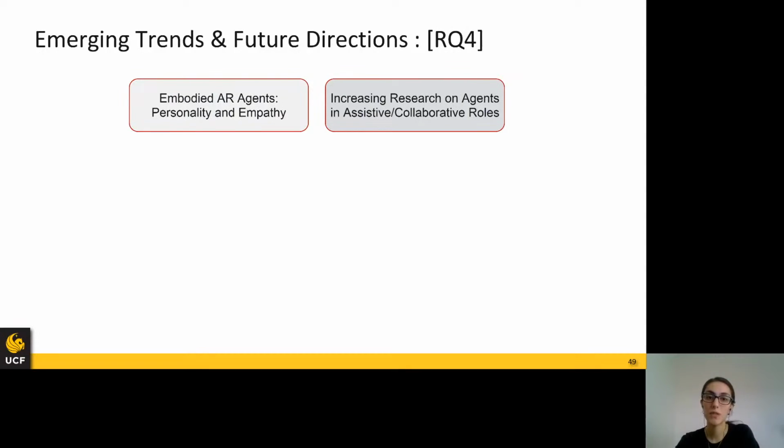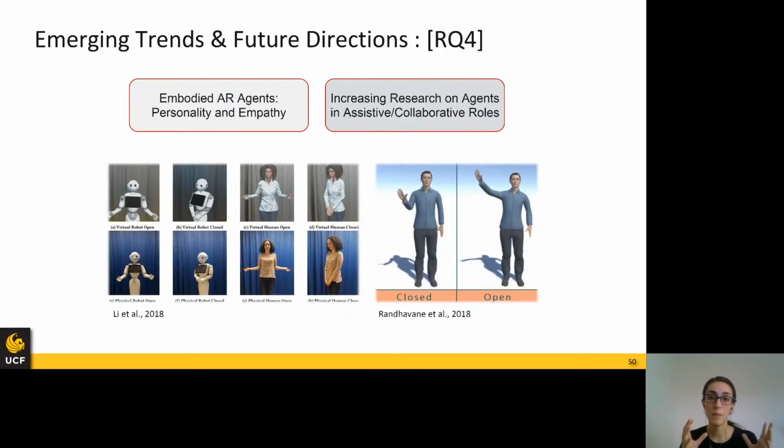Last, I want to point out the potential relationship between embodied AR agents, personality, and empathy, and also increasing research on agents in assistive and collaborative roles. So outside of the context of AR, there has been a lot of research looking at, for instance, embodied agents' personality, but less has been observed in embodied AR agents. And as previous research suggests that our perception of agents can be different in different mediums, we think that as we are going to collaborate with these agents more and they are going to help us more in the future, it's important to understand the influences of their personality types and their nonverbal behavior.